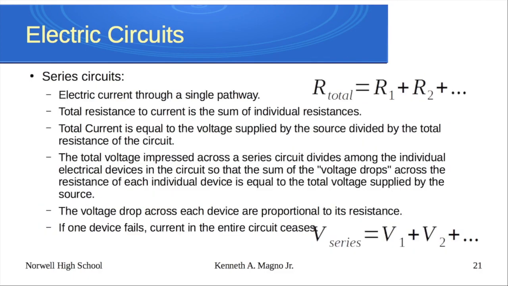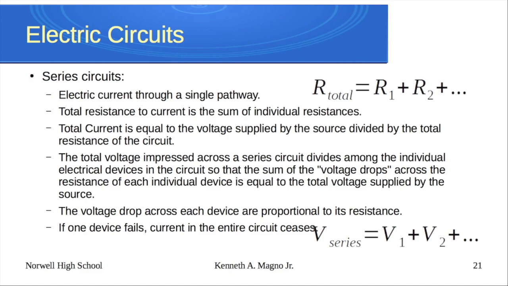So again, the electrical current has a single pathway. Total resistance is just the sum of the individual resistances. The total current is equal to the voltage supplied by the source divided by the total resistance of the circuit. Then the total voltage across the circuit is divided into little voltage drops.